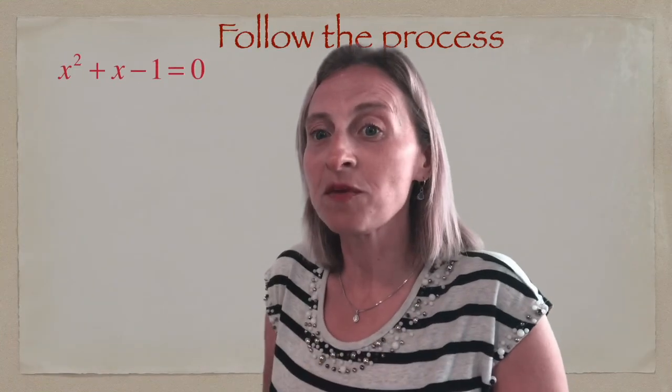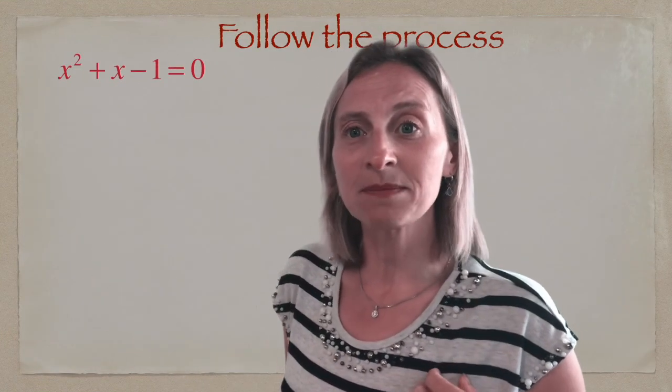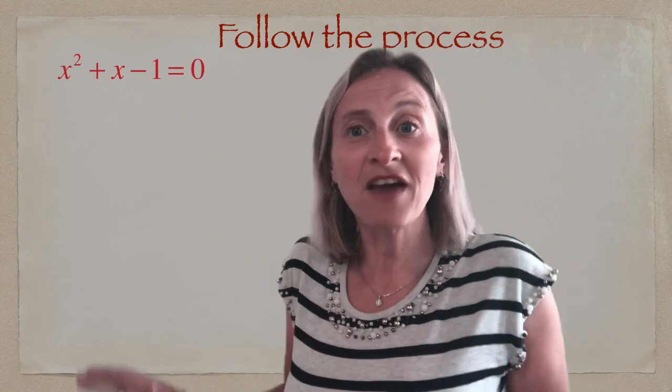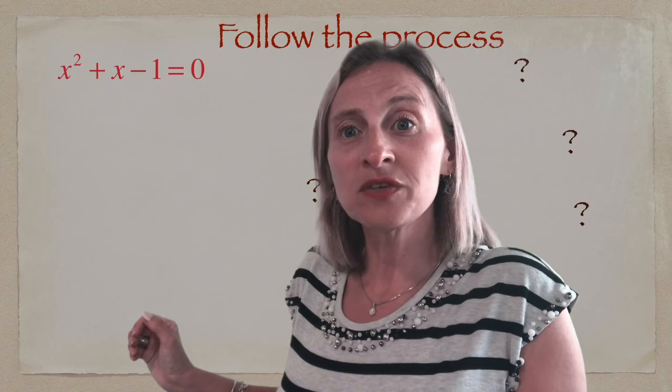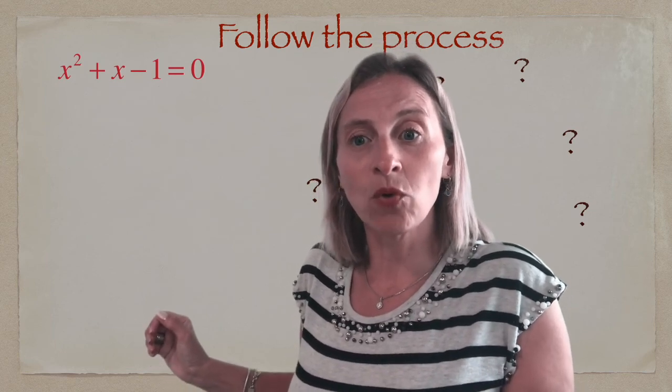Let's see if we can follow the process. x squared plus x minus 1 equals 0. It doesn't factorize. That's the first thing we notice. So step number 2 says, put everything in the right order.